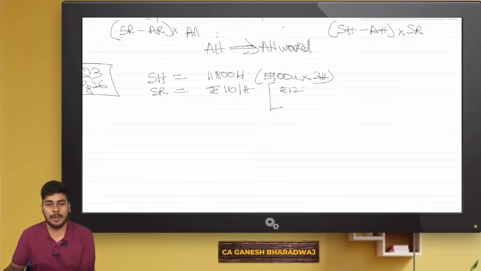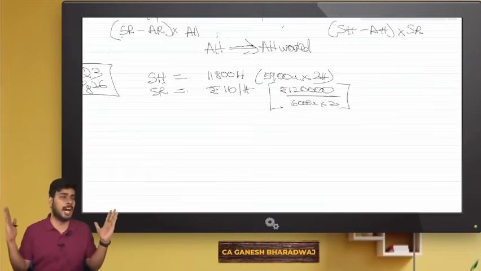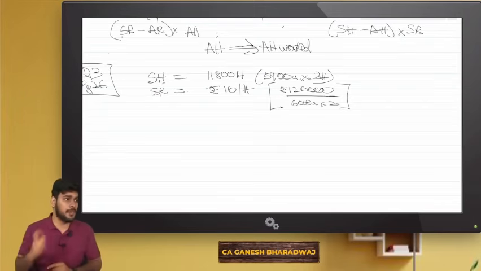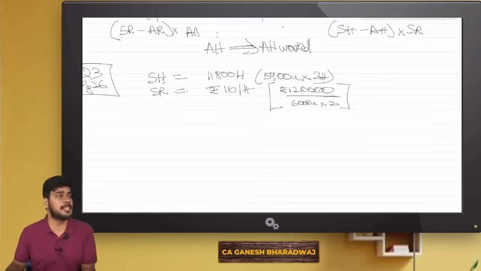Rupees 1,20,000 divided by what's your budgeted hours? 6,000 units, each should have used how much? 2 hours. So this is how you got it. Are you clear? Every single figure you should tell them how you got it. That's when you will get the marks.